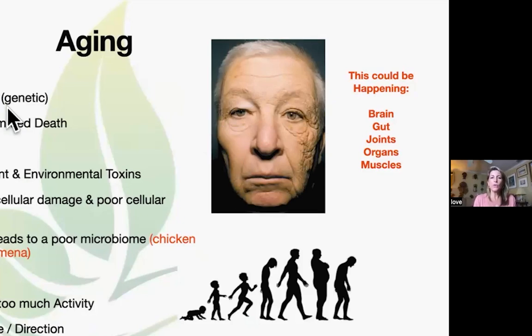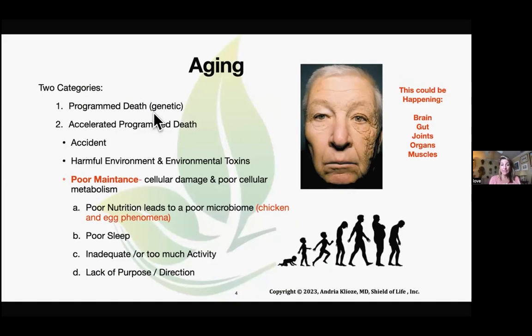We have programmed death that is genetic. So our cells are programmed to die after a period of time. But we can accelerate that aging process through accidents, harmful environments. Maggie, you were mentioning before we started that the chemicals that we're exposed to, there's so many preservatives out there and fertilizers and pesticides that get into the foods we eat and our bodies are exposed to that induce free radical stress on our body, and that induces disease.